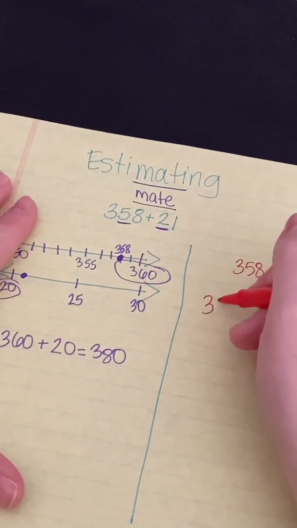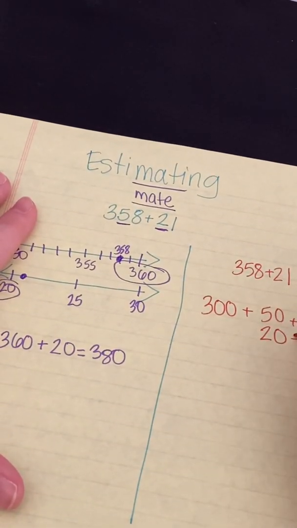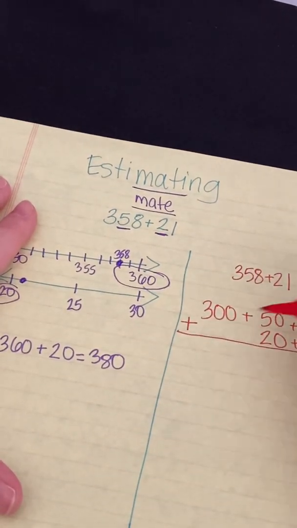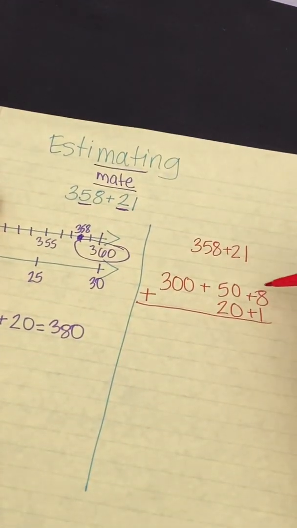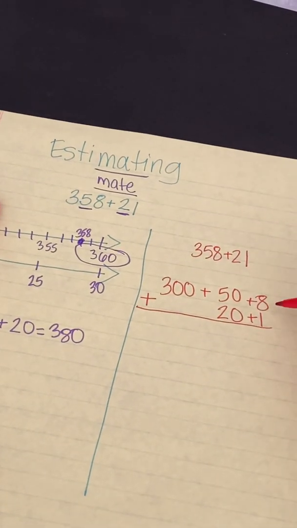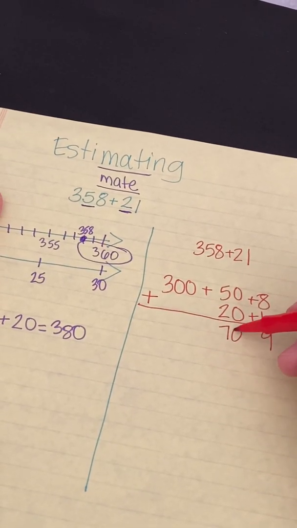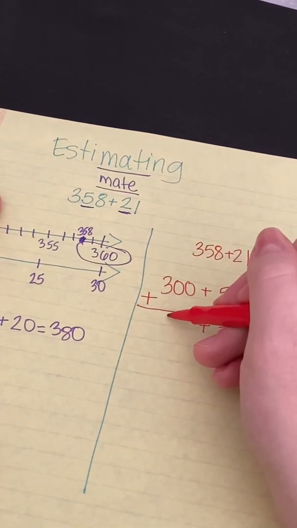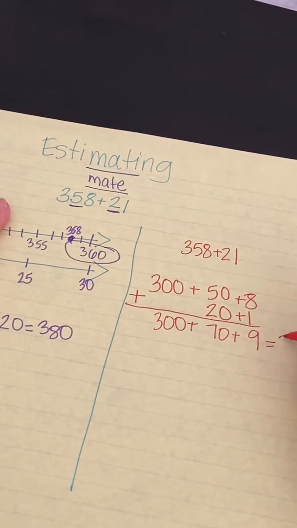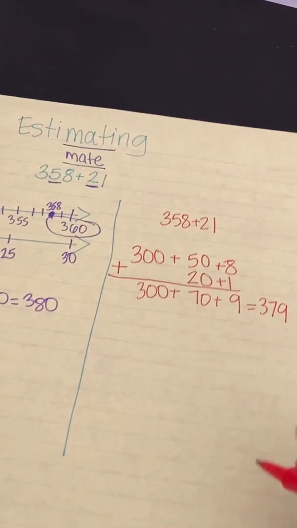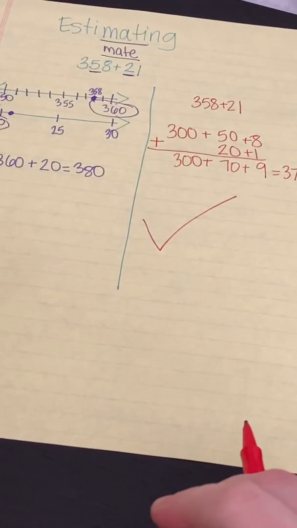So I'm going to use a level 3, which is an expanded form. And I'm going to expand both of my numbers. So 358 is 300 plus 50 plus 8. And 21 is 20 plus 1. And again, each of these numbers represents the value of these digits. So now I can go ahead and add. 8 and 1 more is 9. 5 tens and 2 more tens is 7 tens, which have a value of 70. And 3 hundreds plus 0 more hundreds is 300. And when I put that expanded form into a base 10 numeral, that gives me 379. And 379 is very close to 380. So we would say that this is a reasonable answer.